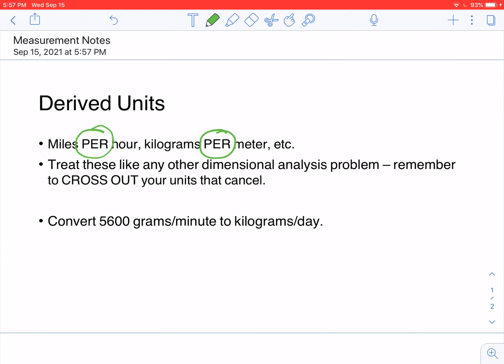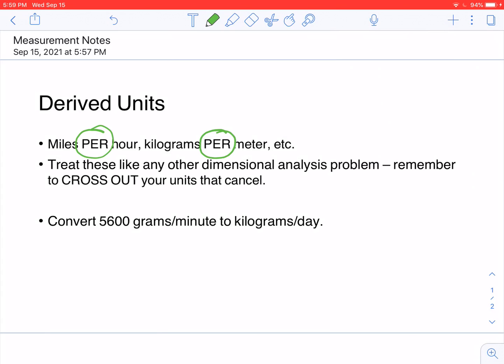We're going to treat these like any other dimensional analysis problem, but you need to remember to cross out your units that cancel. This is super important. I've been kind of honing in on you when you cross out units because it keeps your information more organized, but this is where it's really, really, really going to help you. So when I look at this, this says convert 5,600 grams per minute to kilograms per day.